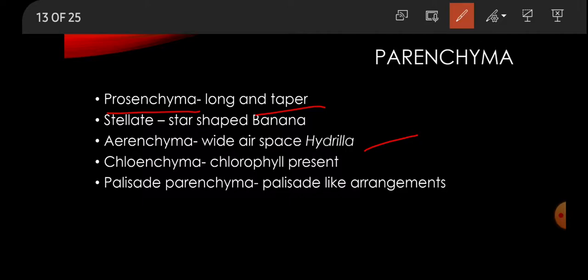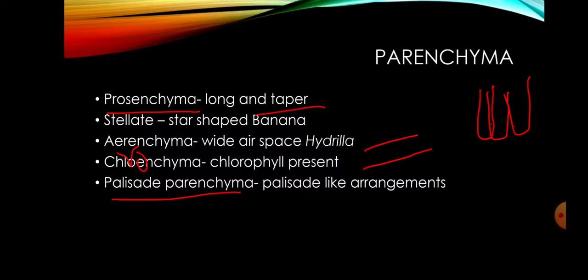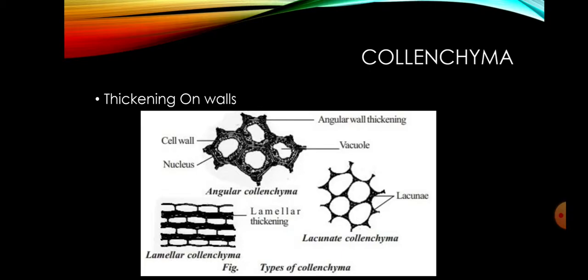In chlorenchyma, chlorophyll is present. It is chlorenchyma; it's mistyped here. And palisade parenchyma includes palisade cells. Palisade cells, you must remember, are elongated cells. So the palisade parenchyma consists of elongated, palisade-like arrangements.